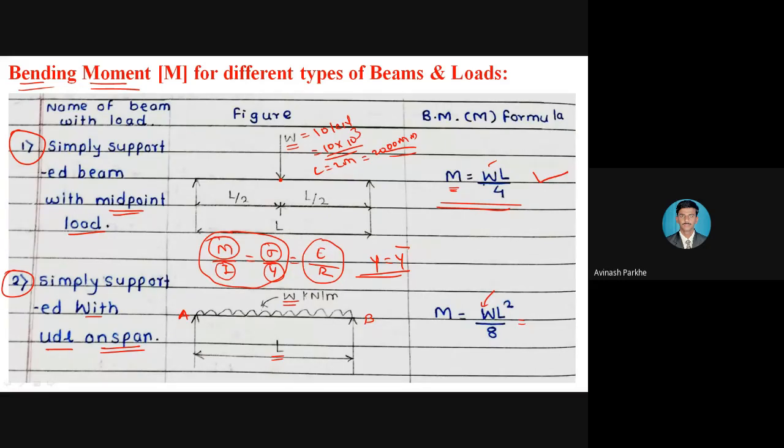In SFD and BMD, whenever we go for the SF calculation and BM calculation, we convert that UDL into point load. But here in the bending stress chapter, don't convert UDL into point load. Their W value we have to take as it is.